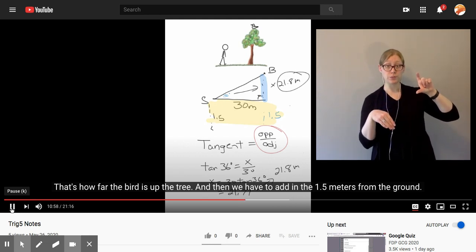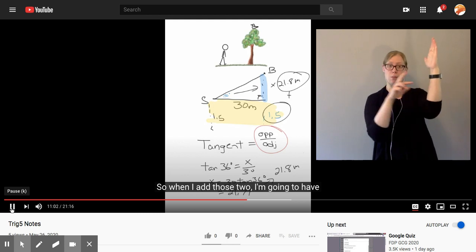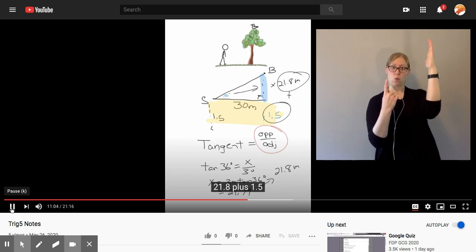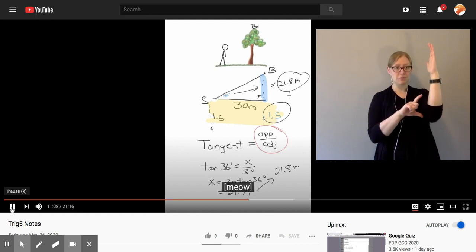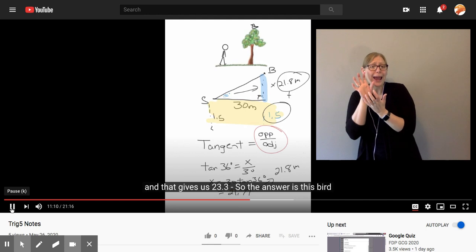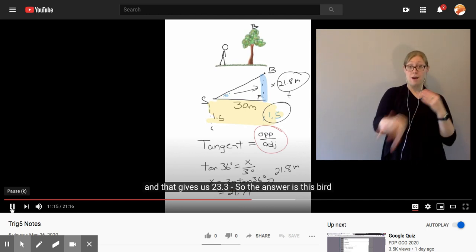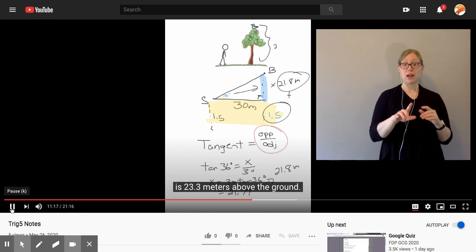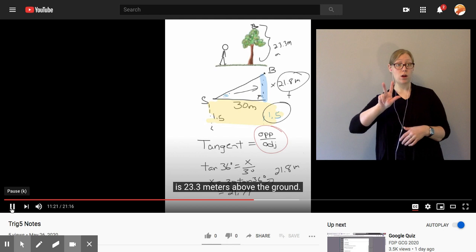And then we have to add in the 1.5 meters from the ground. So when I add those two, I'm going to have 21.8 plus 1.5. And that gives us 23.3. So the answer is this bird is 23.3 meters above the ground.